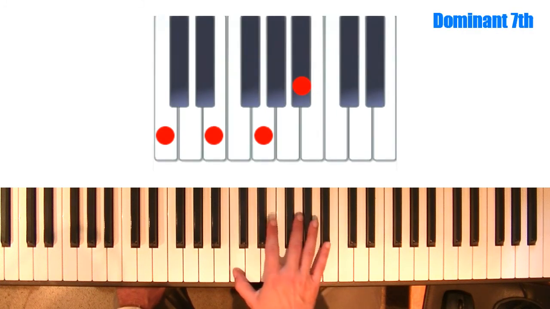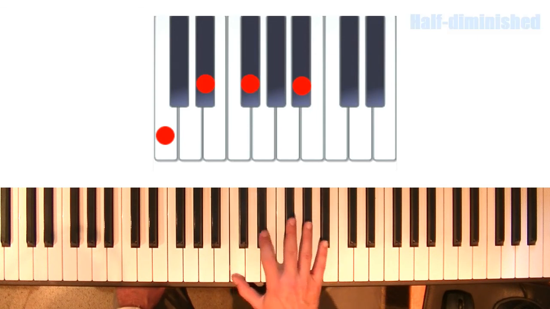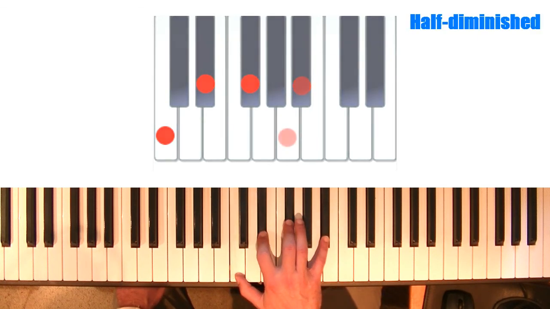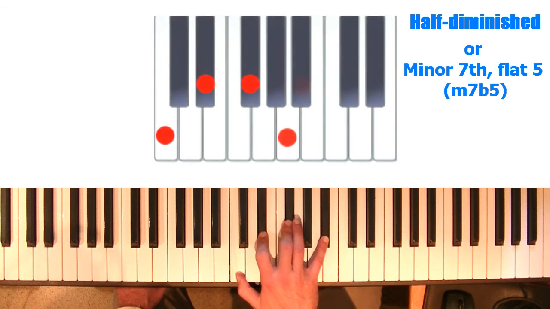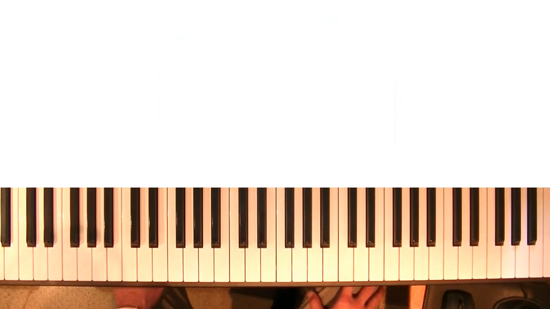dominant 7th, minor 7th, half diminished, also known as minor 7th flat 5, and diminished 7th. Okay, so let's take each one in turn now.